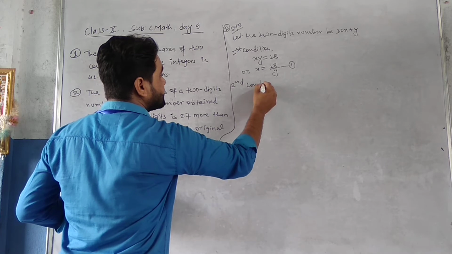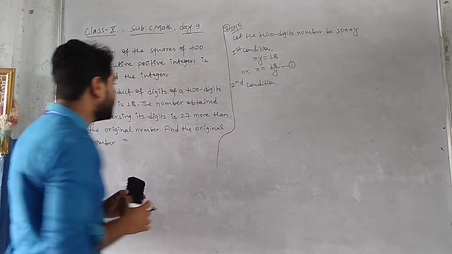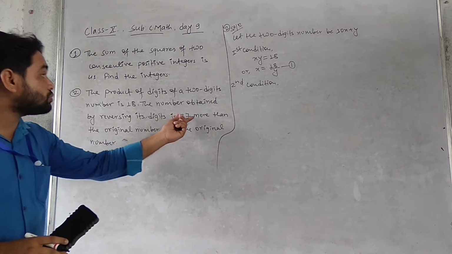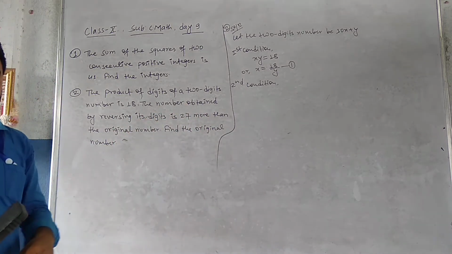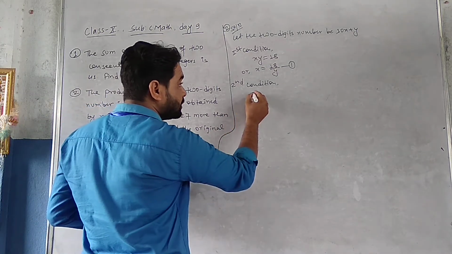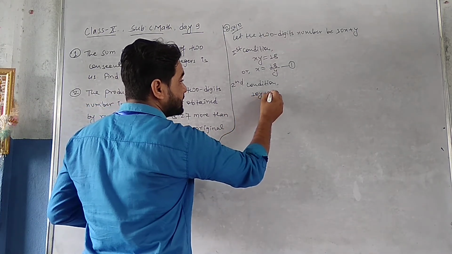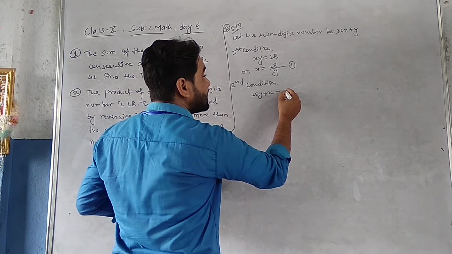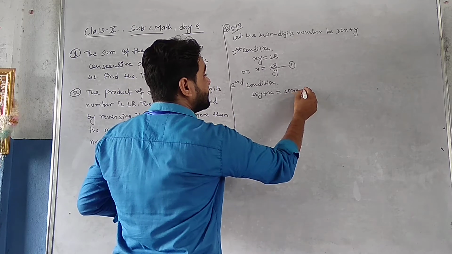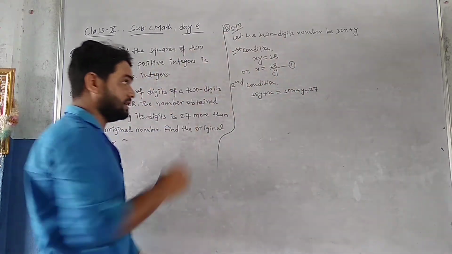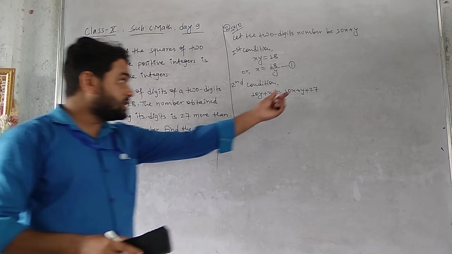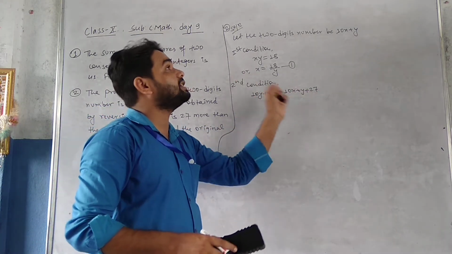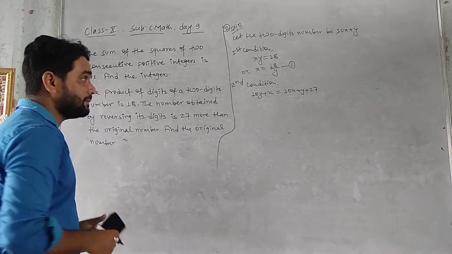From the second condition it is given that, read at first, the number obtained by reversing its digits is 27 more than the original number. That means if you reverse the digits, this is the reverse one, and this number is 27 more than the original, that means plus 27, like this. This is the original number and 27 greater than this one, we have to add that 27 to the original number.